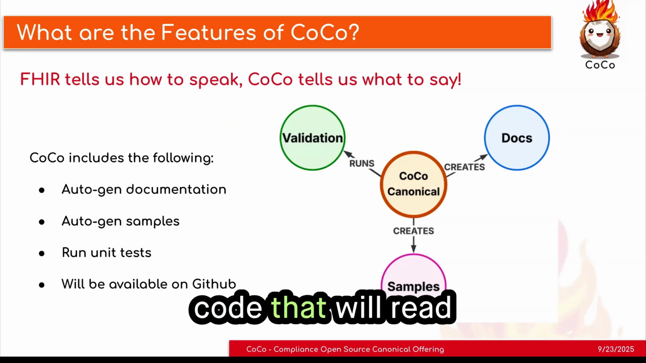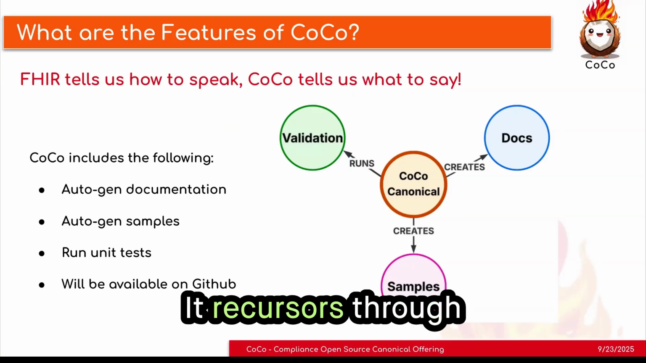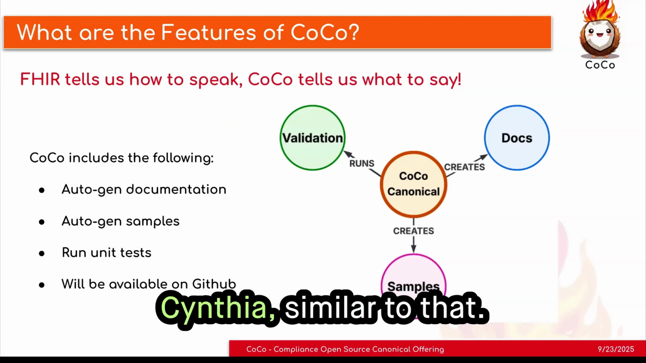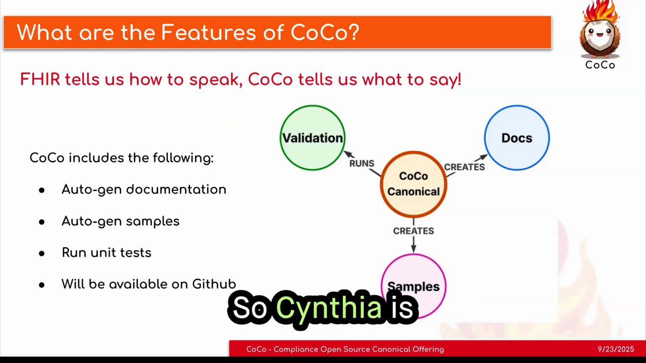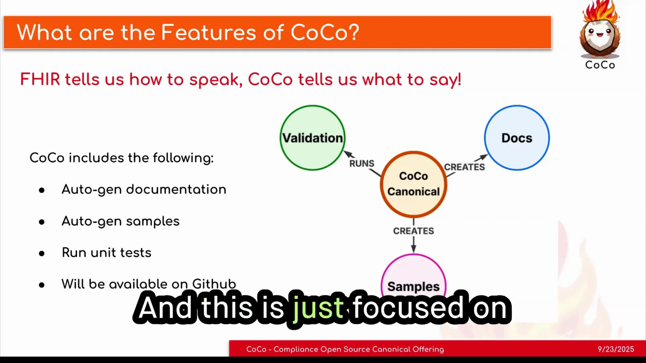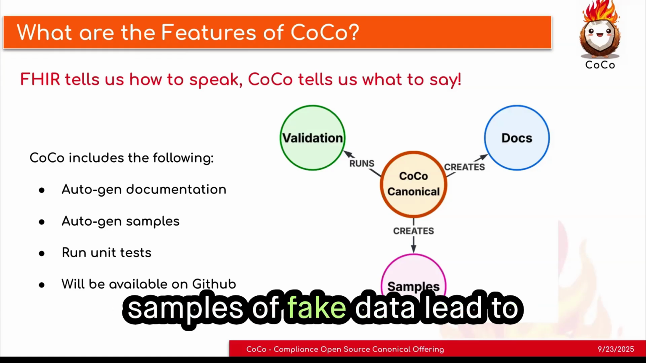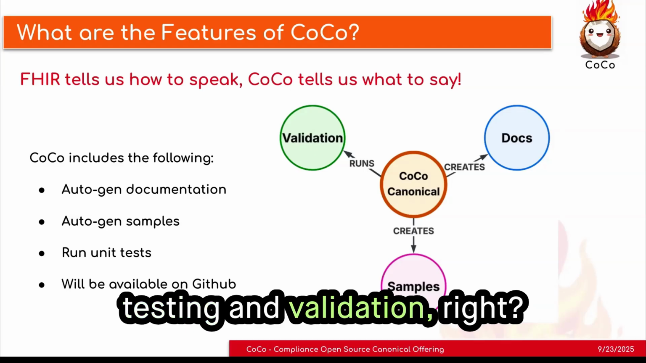So we have some code that will read the canonical model, it recurses through the model, and it auto-generates fake data. If you're familiar with Synthea, similar to that. So Synthea is focused on FHIR, and this is just focused on our canonical. And samples, or samples of fake data, lead to testing and validation, right?